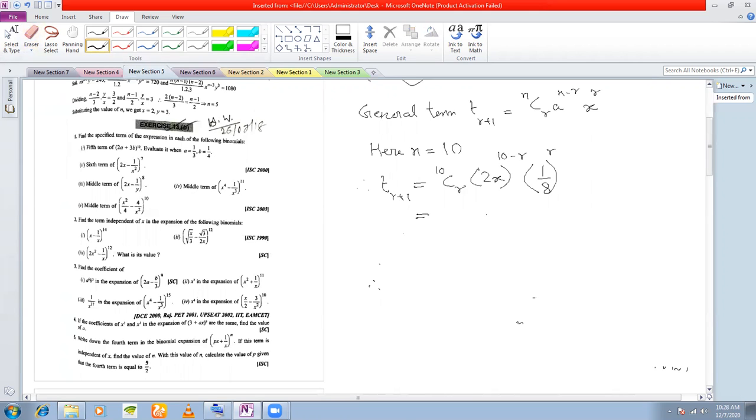So we'll simplify this. 10Cr, 2 to the power of 10 minus r, x to the power of 10 minus r divided by 8 to the power of r. Okay, separate the x and the other terms. 10Cr 2 to the power of 10 minus r divided by 8 to the power of r. This actually becomes your coefficient of x to the power of r.